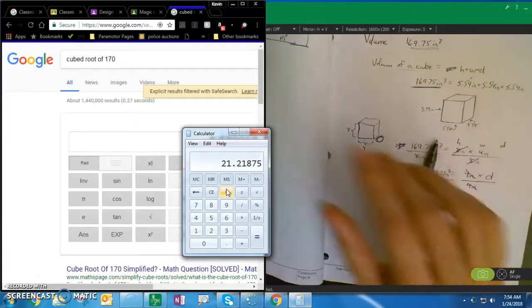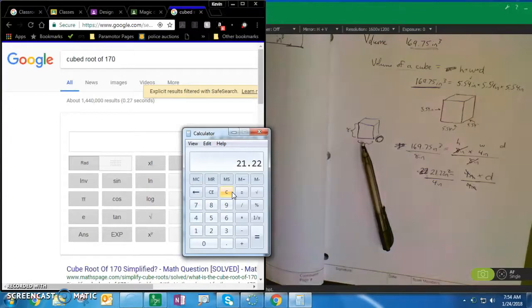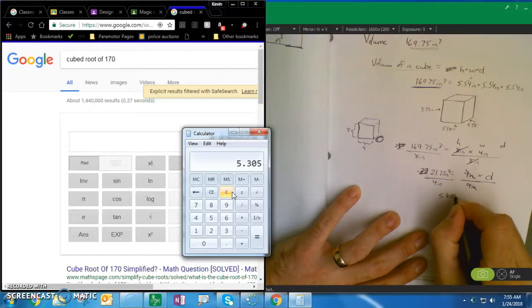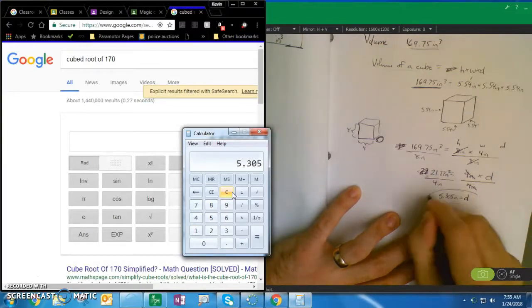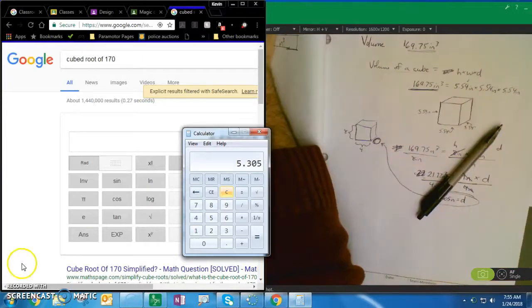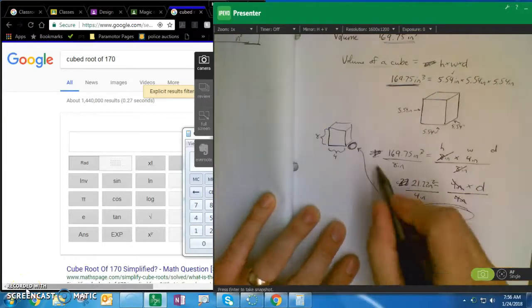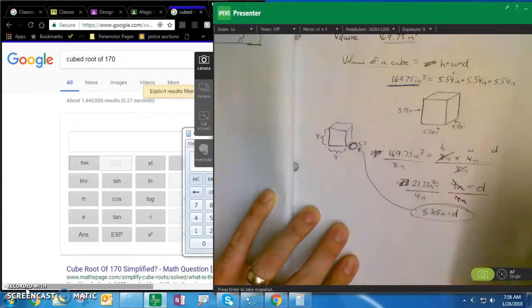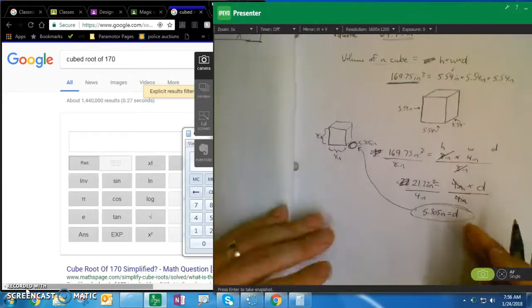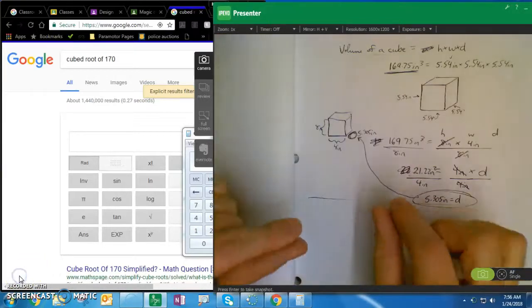Cancel, cancel. And I go to my calculator. Clear it out. 21.22 divided by 4. Okay, so 5.305 inches equals depth. I have now determined that value, and now I can create an orthographic projection by simply using these dimensions, 5.305 inches, 4 inches, and 8 inches. The process is the same for a cylinder. I'm going to continue with a cylinder in my next video.